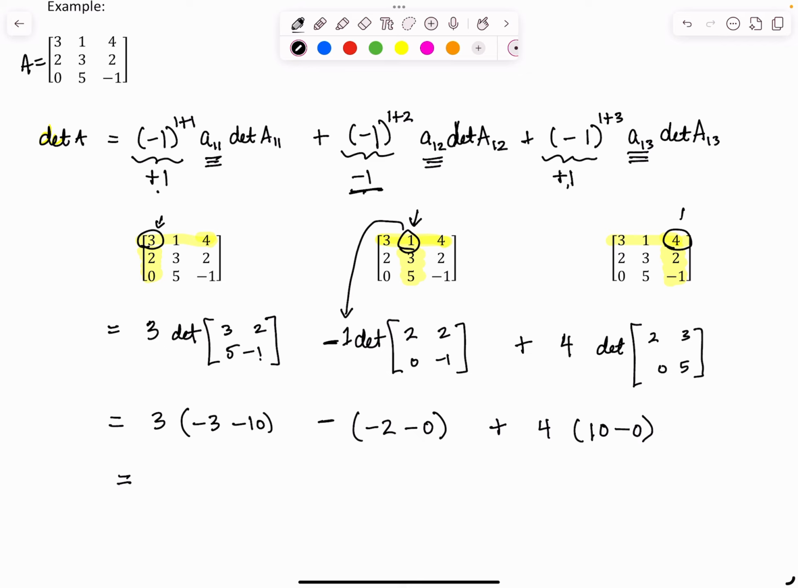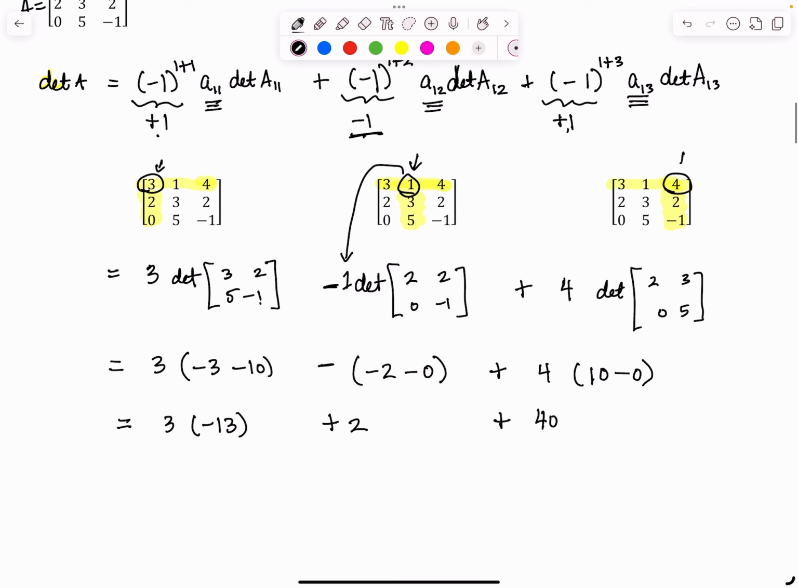So you get 3 times negative 13. This becomes minus 2, so that's plus 2. This becomes 4 times 10, so you get 40. So negative 39, plus 2, plus 40, which is equal to 3.